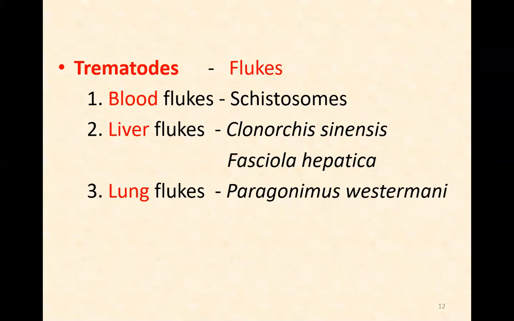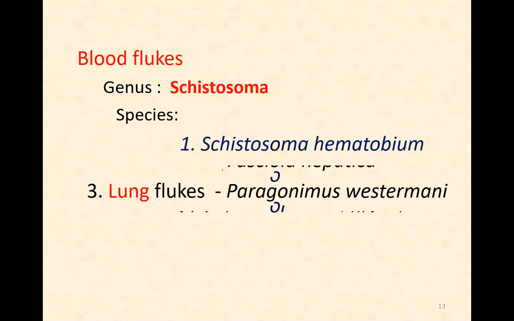And trematode parasites which are related to the liver, like Clonorchis sinensis and Fasciola hepatica, are called liver flukes. And those parasites like Paragonimus westermani, which are related to the lung, are called lung flukes. About blood flukes, the genus which we'll study is Schistosoma. Among this genus Schistosoma, there are three species: Schistosoma haematobium, Schistosoma mansoni, and Schistosoma japonicum.